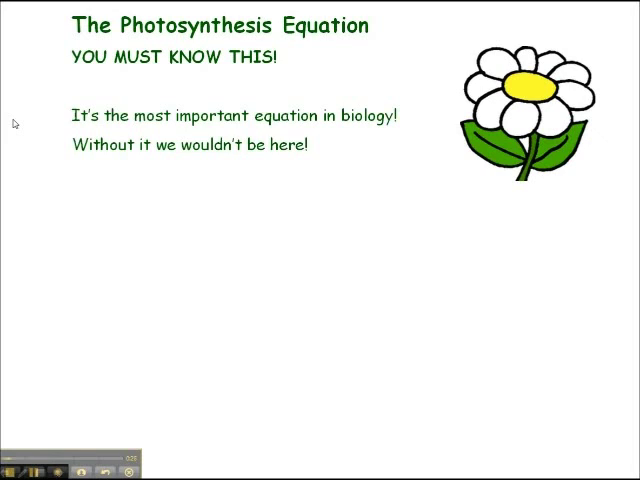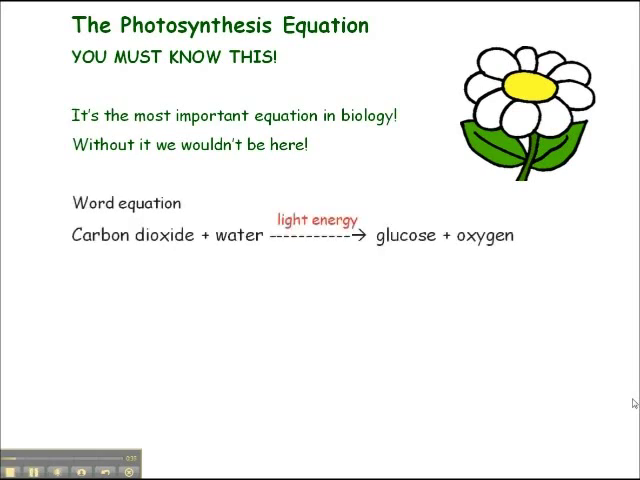Okay, you've got to know the equation. It is the most important equation. Without it, we wouldn't be here. Plants are producing amazing stuff for us. Glucose, oxygen. We need that stuff. We want that stuff. So here's the equation. Carbon dioxide, water, and it needs light energy for it to happen. That's the conditions. And the products, glucose and oxygen.